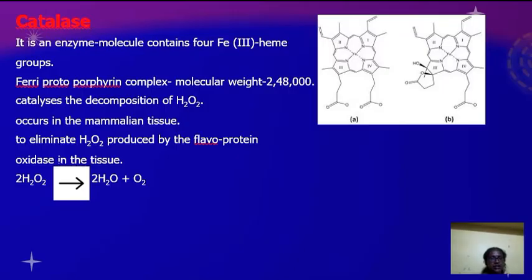It occurs in the mammalian tissue. It is used to eliminate H2O2 produced by the flavoprotein oxidase in the tissue. Here is the reaction, whereby harmful H2O2 is converted into harmless water and oxygen. This is the structure of the catalase, structure A and B. In B structure, hydrogen peroxide is attached to the double bond.